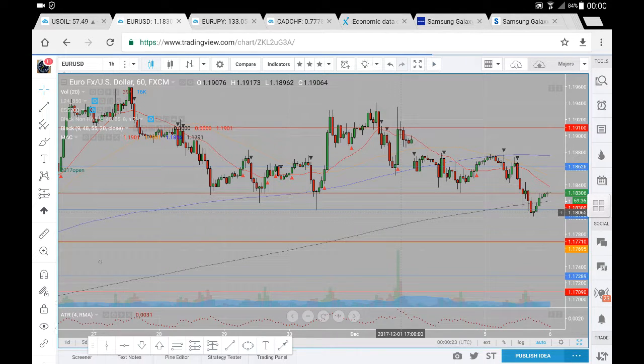This is the euro dollar analysis for Wednesday, the 6th of December. Now, let's have a look at what happened with prices and where they might possibly go. So, if we just grab the pen. On the 5th, we did the analysis here.